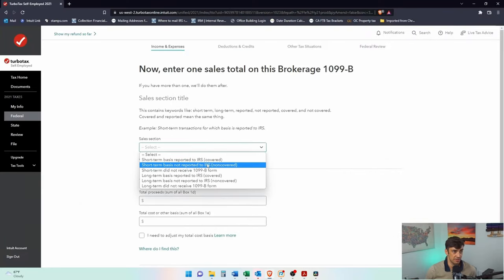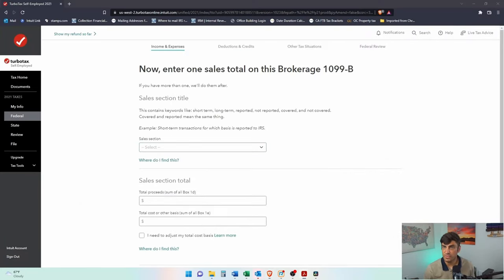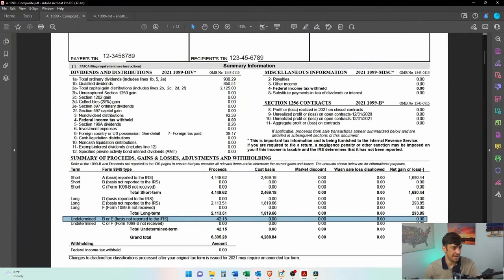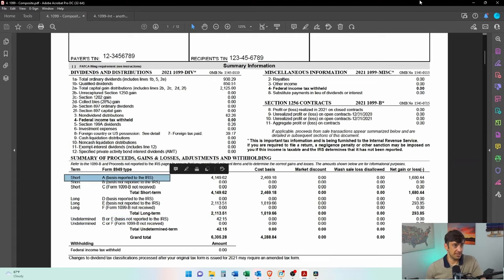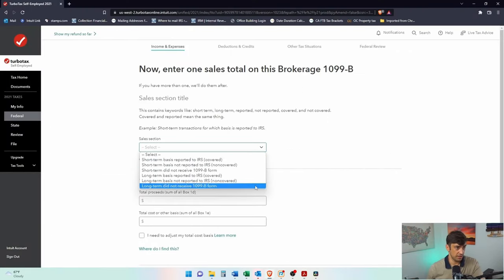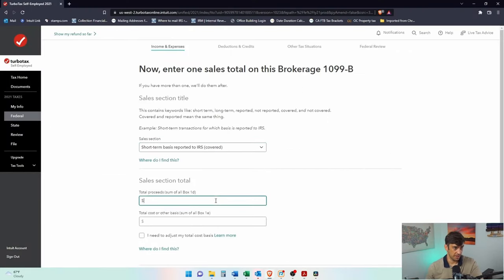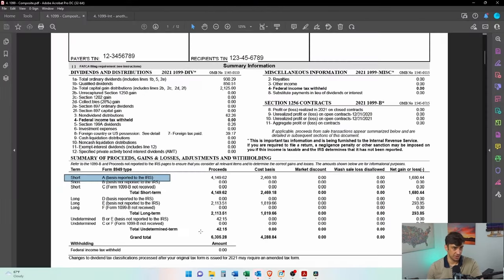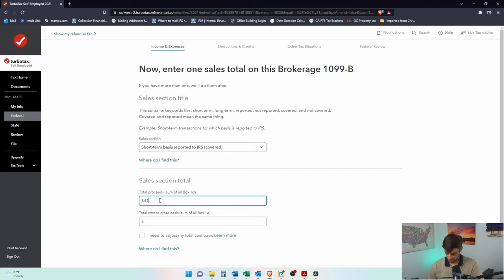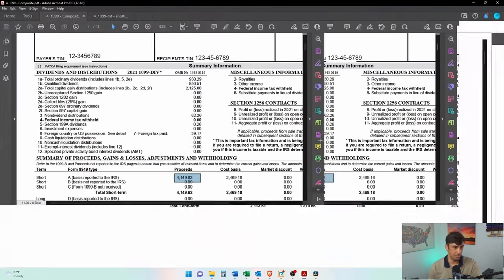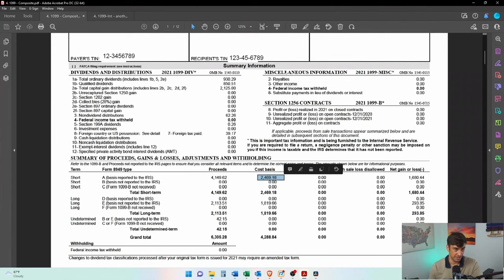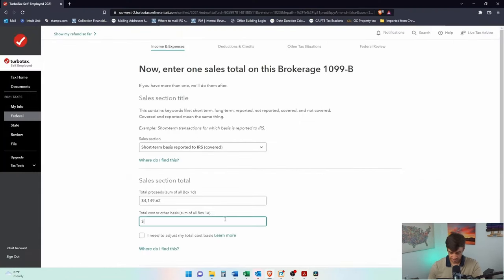Okay, so in the sales section, let's say for this one we have short-term basis is reported to the IRS. So that's what we'll click here, short-term basis is reported. Proceeds, how much did we sell it for? 4,149.62. And cost basis, how much did we buy this thing for? 2,469.18, there we go.